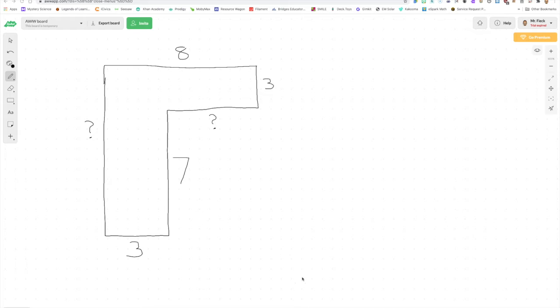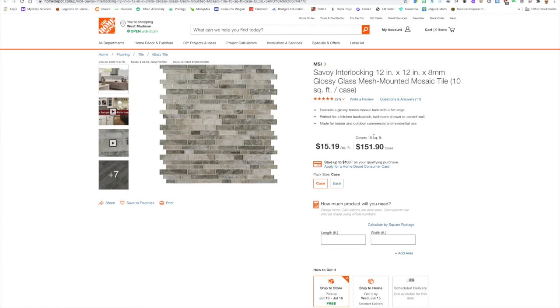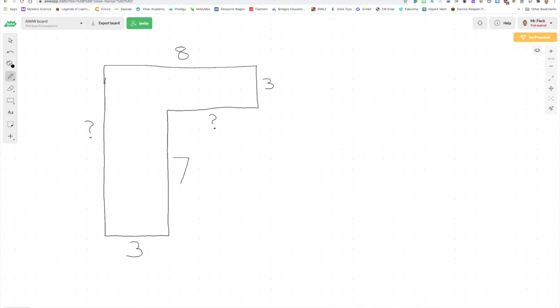The next thing we're going to go over is the backsplash in my kitchen. The question is, first, what were the missing dimensions? And second, how much would it cost me to backsplash my kitchen if I use these tiles that were $15.19 a square foot. So first we have to find our missing dimensions.